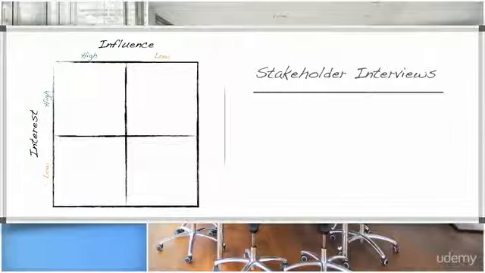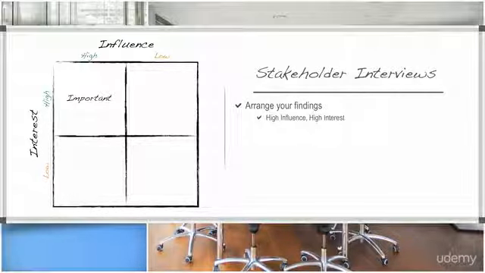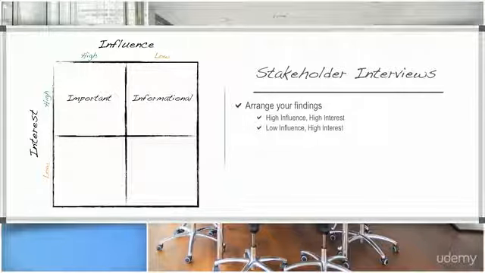Once stakeholder interviews are completed, you can arrange your findings into groups. High influence, high interest: stakeholders that can influence the project and have a vested interest in the successful outcome. The perspective of these stakeholders is important and should be weighed in comparison to all other stakeholders. Low influence, high interest: stakeholders that have a lot of interest but may not have the ability to influence. This group can be valuable sources of information and help identify organizational challenges.